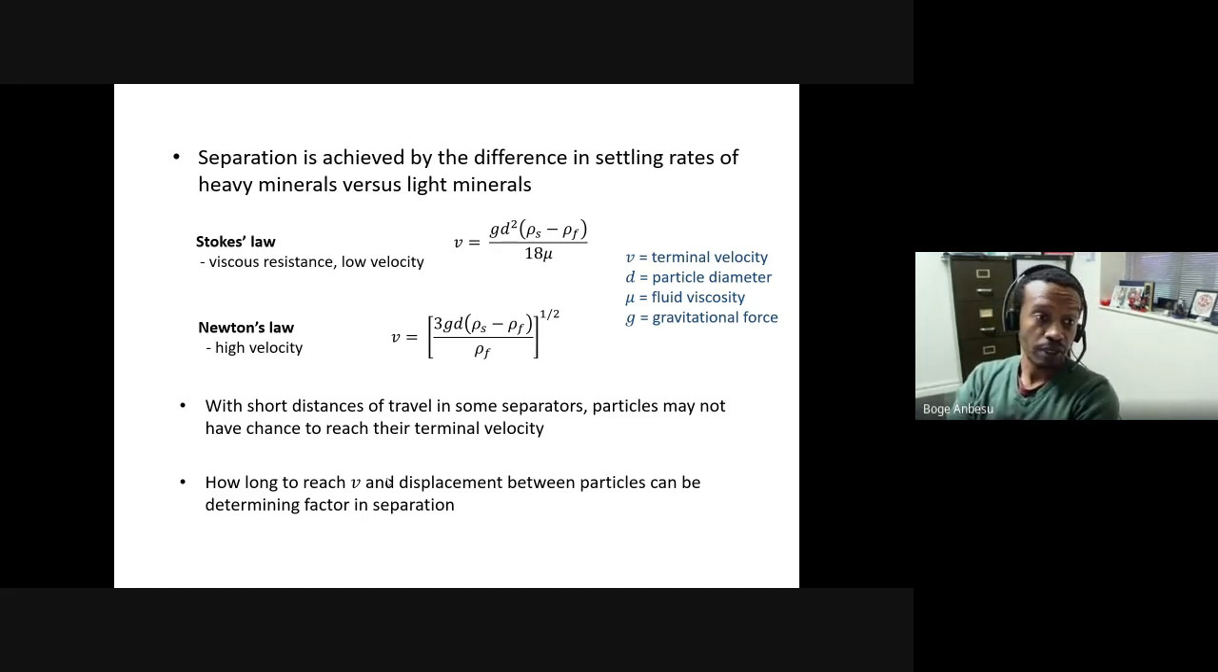And those are typically related to either Stokes' law or Newton's law. Again, which one of the two laws applies, whether it's Stokes' law or Newton's law, depends on what is actually happening in the gravity separation itself.